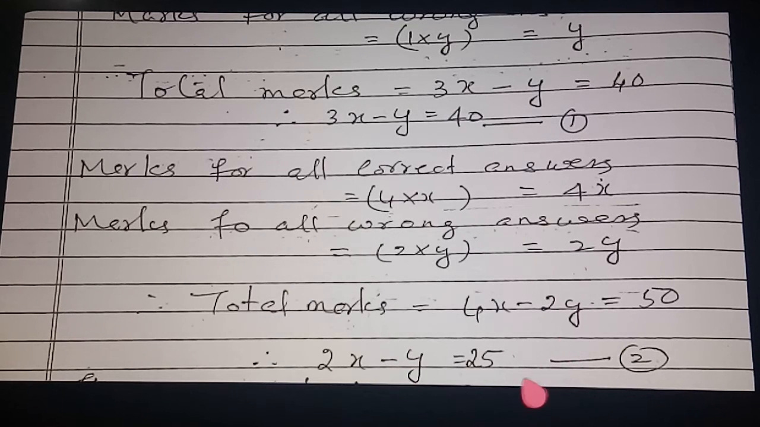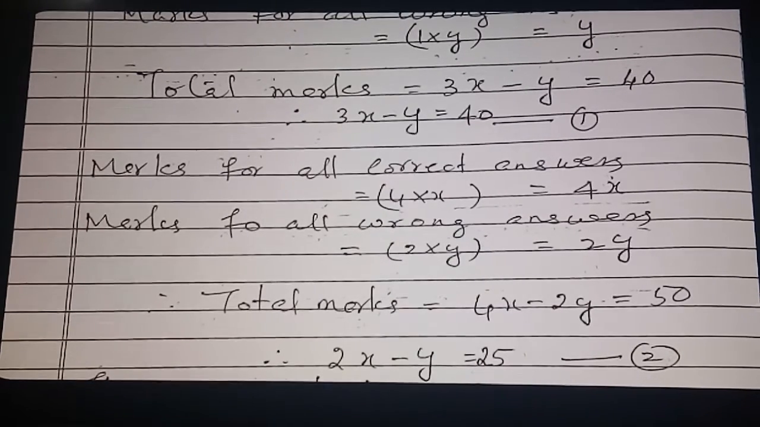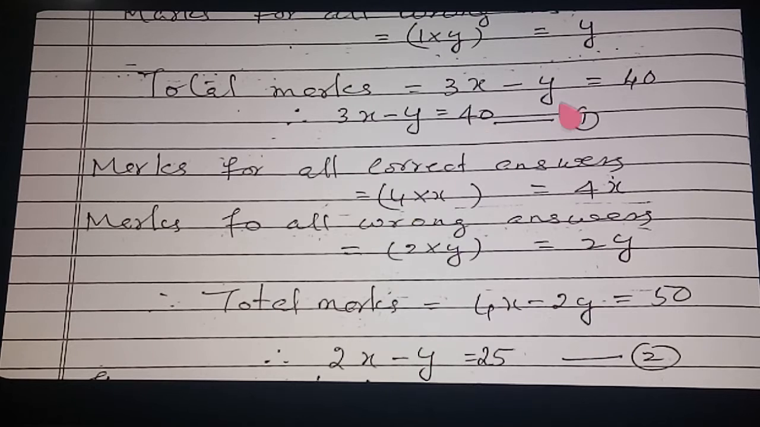2x minus y is equal to what will come? 25. 2x minus y is equal to 25. Okay, so you have now got both the equations. Here 2 is common throughout, so cancel it. So you will get 2x minus y is equal to 25. Clear? Now write both the equations together.